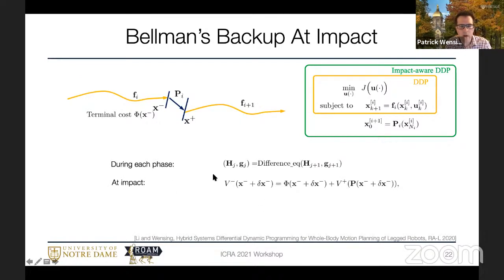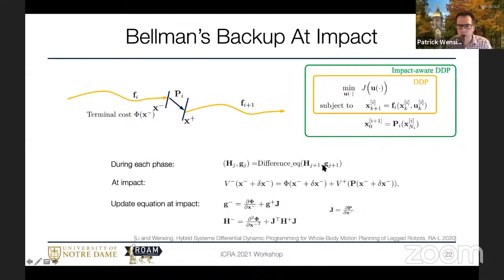So we can write out what that cost to go must be in its full generality. And then through a little bit of calculus, we can expand these sides to second order, and we get a nice update equation that tells us how to update the Hessian and the gradient of this optimal cost to go on one side of the impact event to the Hessian and the gradient on the other side. Where here, this matrix J is the Jacobian of the reset map across here.